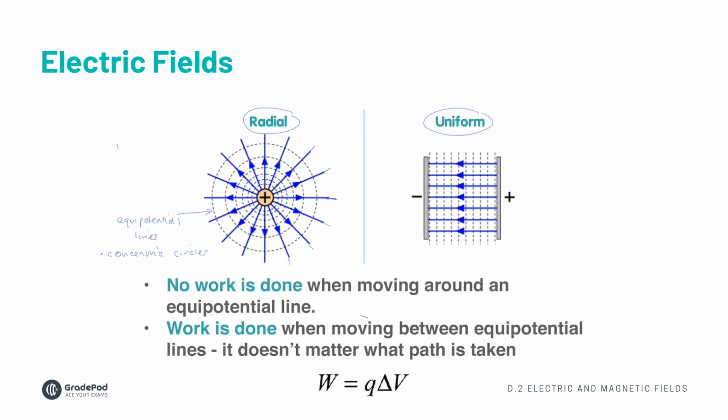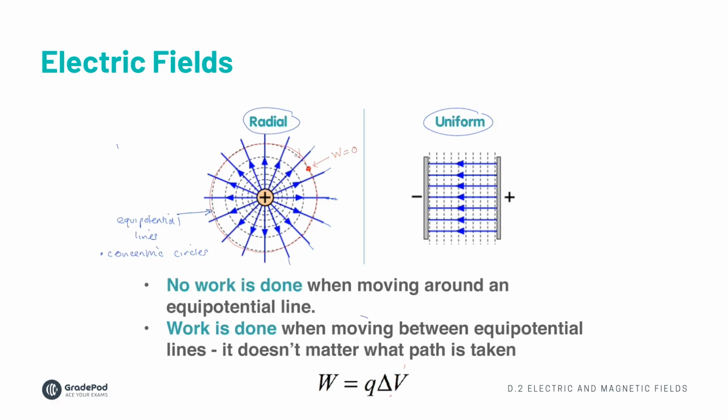Now, if you were to place a charge at any point on this equipotential line, so let's place the point here, and you were to travel around an equipotential line, like this, then it stays exactly on that potential line. That means there's no change in potential and there is no potential difference. This means that if you travel around an equipotential line, no work is done.